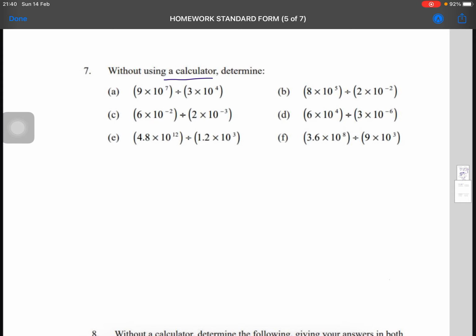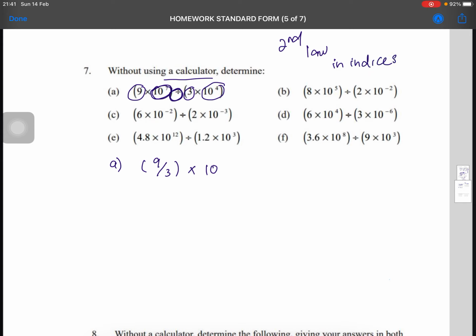Okay, for question A. Number divided by number, we put in bracket 9 over 3 times 10. This one is the base number, this one is indices, this one is indices. For the division operation we use the second law in indices.